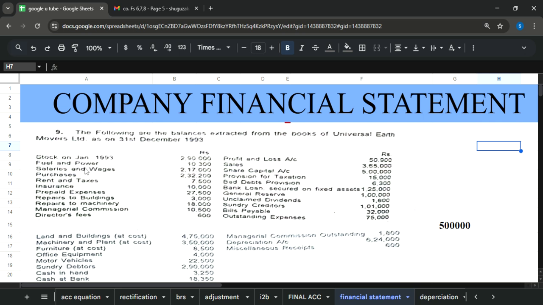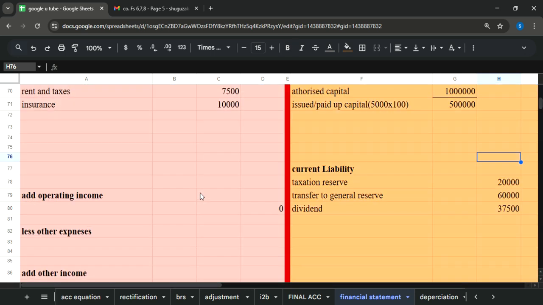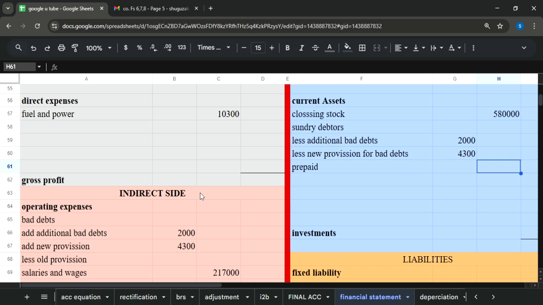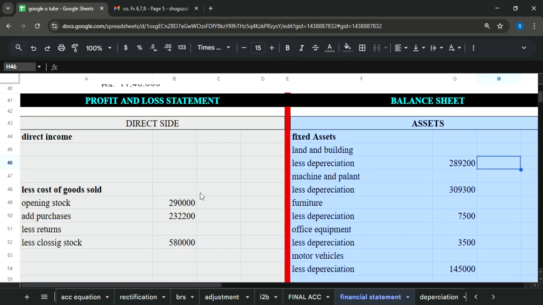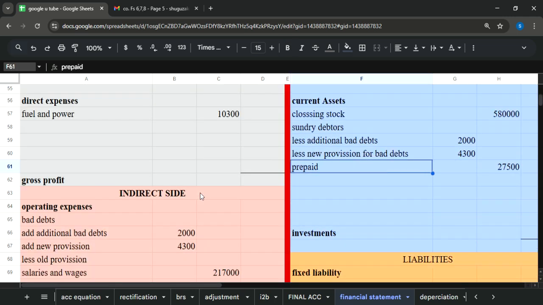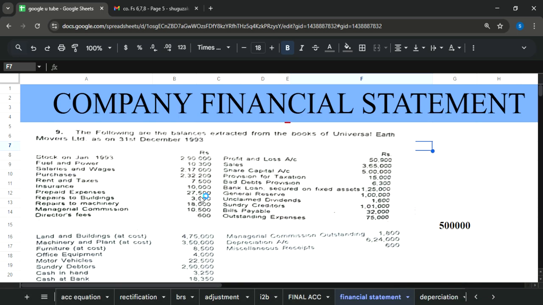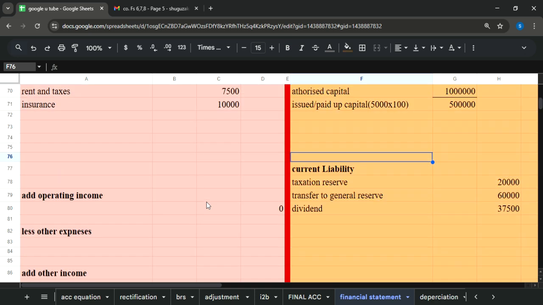1 2 3 4 5 6 7. So it is 27,500 hopefully. So we'll go to current asset side and we'll write the amount prepaid. Let's mention it was prepaid expenses. After which we have repairs, repair part of indirect side.